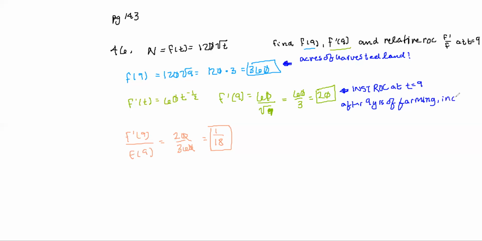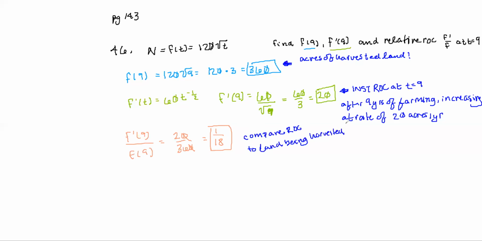So, I'm going to quick finish writing this out. All right. And so this is going to be the relative rate of change. We're basically comparing how fast it's changing to how much land there is, or how much land is being harvested, essentially. So this is kind of a comparison.